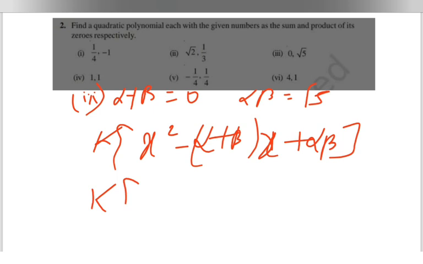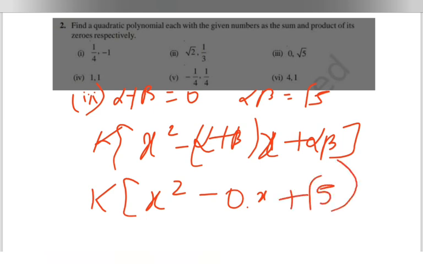So k into x square minus alpha plus beta is 0 point x. So you should not write directly 0x because it won't mean anything. So you should write 0 point x plus alpha beta is root 5. So we can leave 0 as it is. So 0 is not countable. So required polynomial is x square plus root 5. So this is the required polynomial. Writing k is optional. You can either write k or leave it as it is. So this is the required quadratic polynomial.